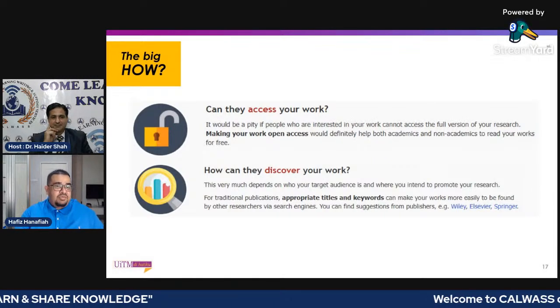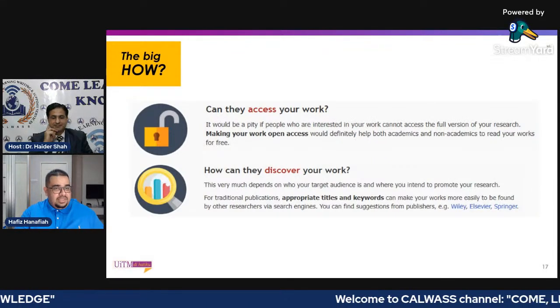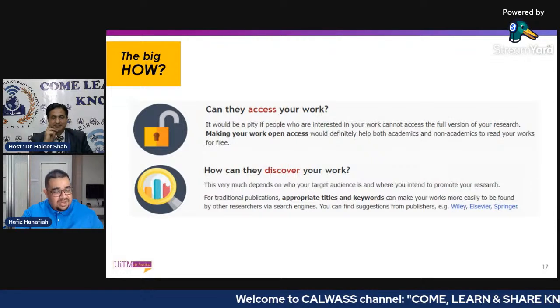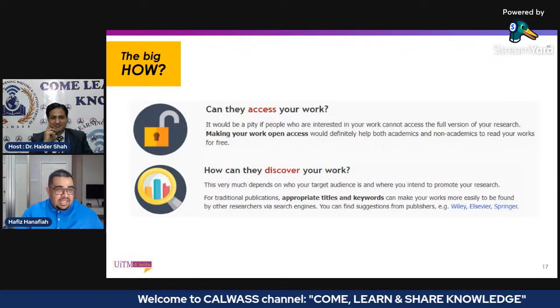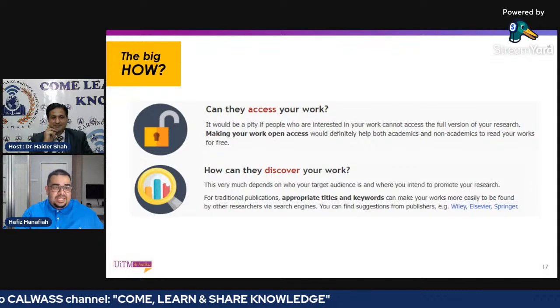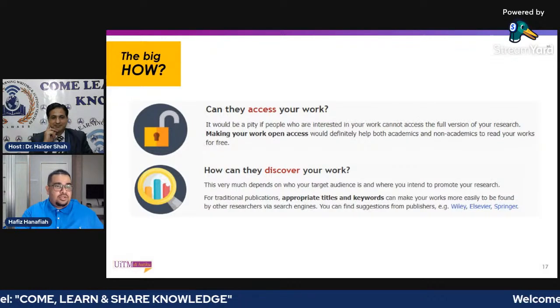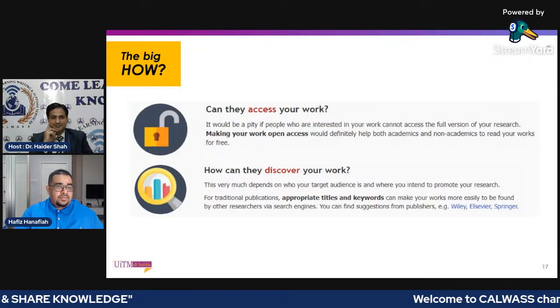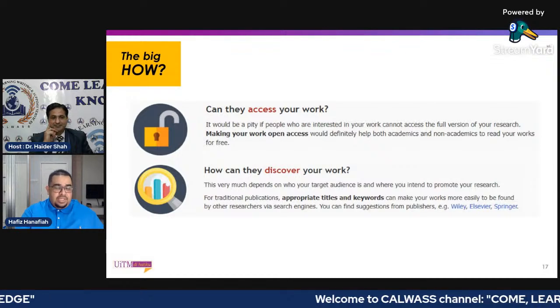Definitely they will just Google you. And is it easy to find Haider Shah or Hafiz Hanafiah? Can they get your email? Can they get your phone number? This is important because usually they need to get you as soon as possible. So with that time limitation, your visibility is very important.